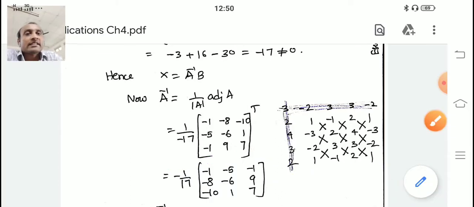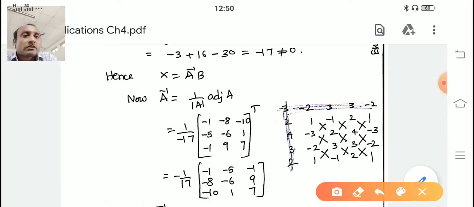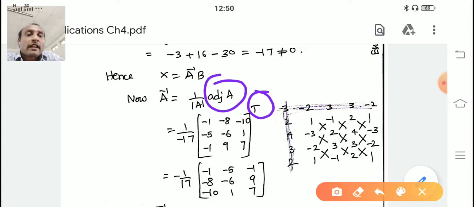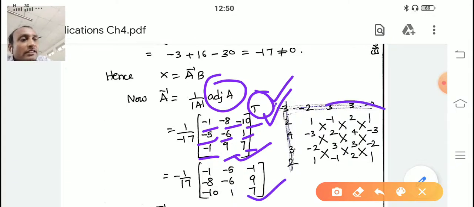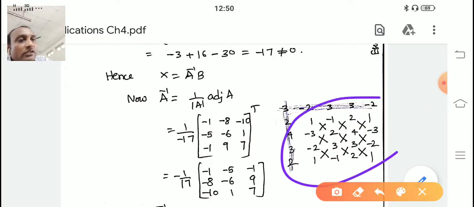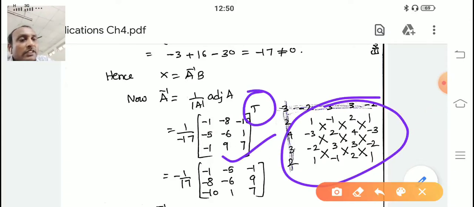One student asked a doubt: sir, how is it the transpose? This is the definition only. Adjoint is the transpose of the cofactor matrix. That means we write the corresponding cofactors in the order, like 1 2 3, and then we have to transpose that. After writing these cofactors in the matrix, you have to transpose, then only that is the adjoint. One student asked this, you should make a note of it.